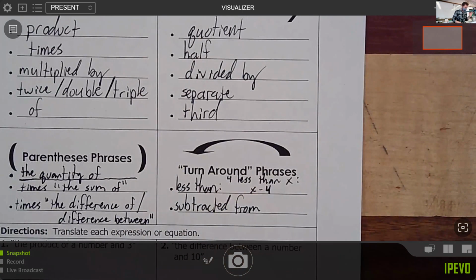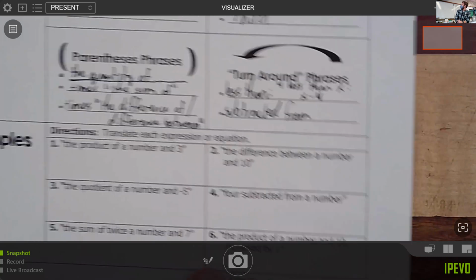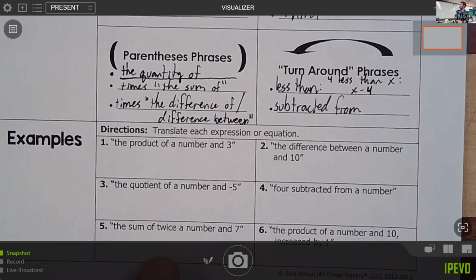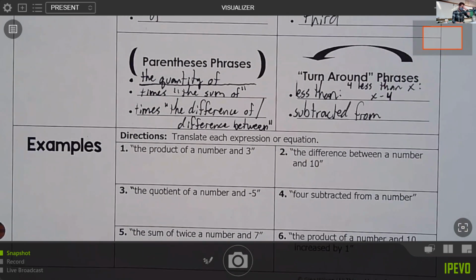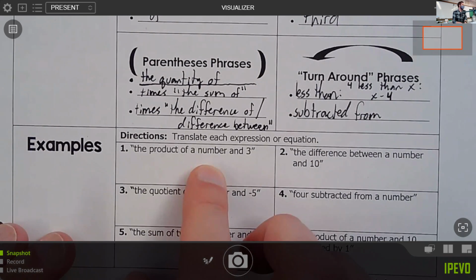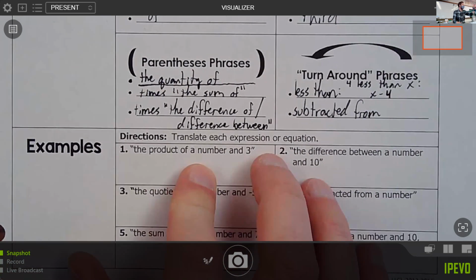So here we go. Here are examples. The product of a number and 3. The product of a number and 3. So what does it mean by a number? Anybody know what it means by a number? The product of a number and 3. What are we going to plug in for a number? X or N or whatever.